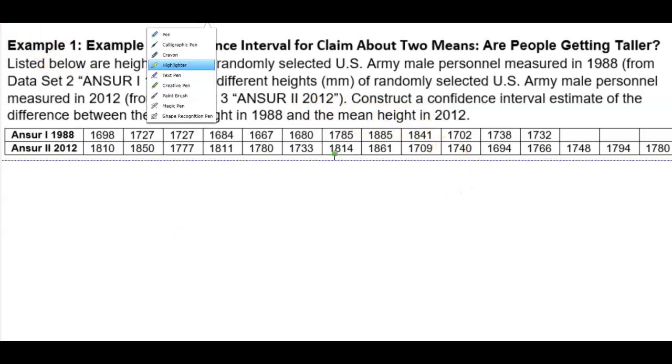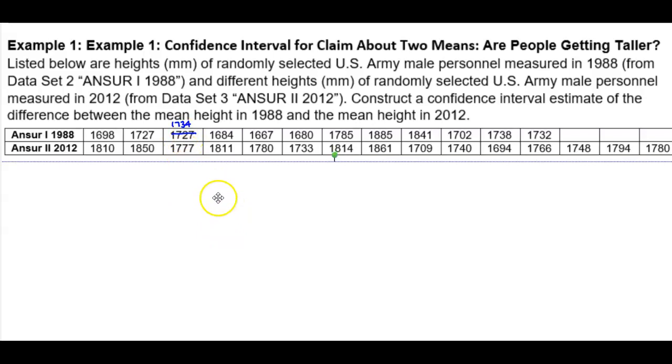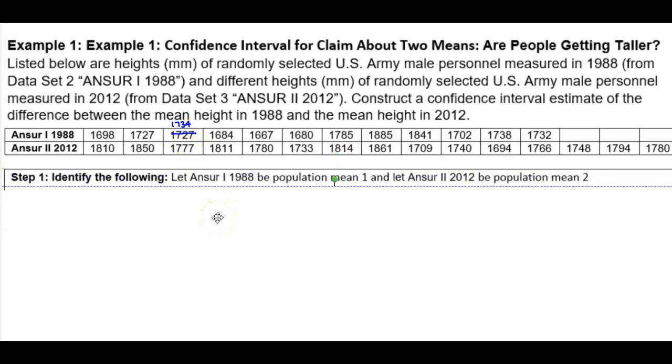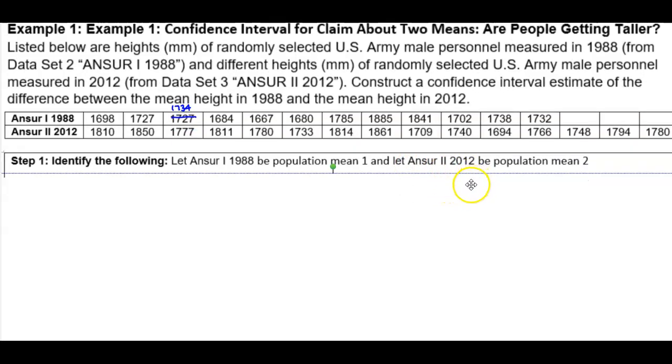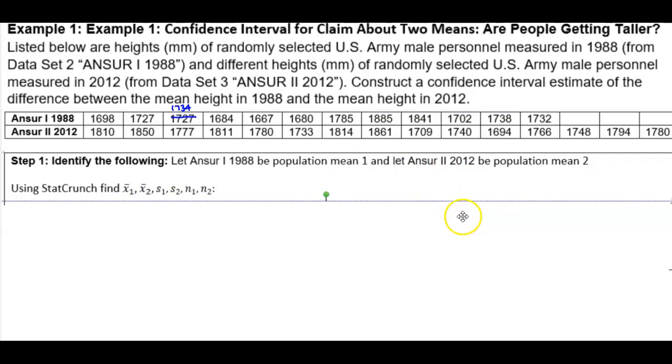Okay, before we go any further, there was a correction of one of the values, and this should be 1734. The first thing we want to do is identify the following. We're going to let 1988 be population mean 1, and 2012 be population mean 2. So we want to use StatCrunch to find the sample mean of both samples, the sample standard deviation of both samples, and the sample size of both samples.